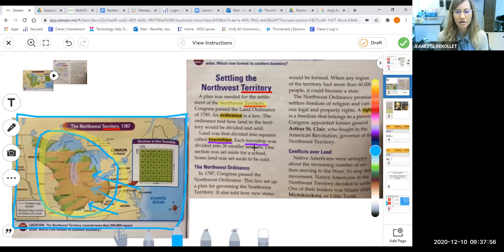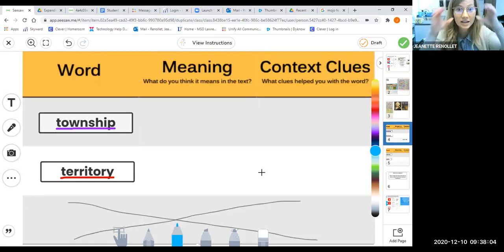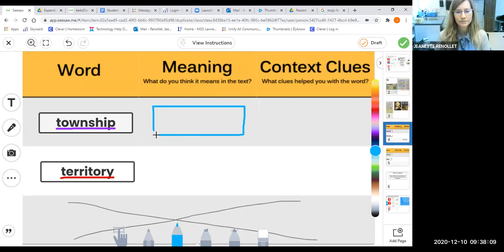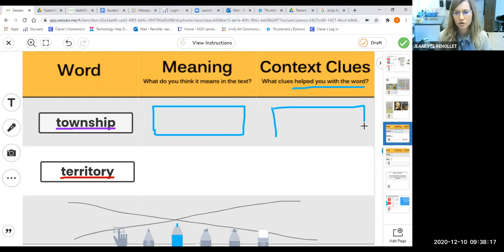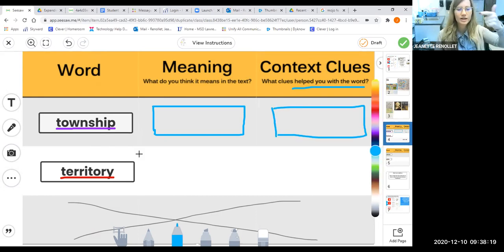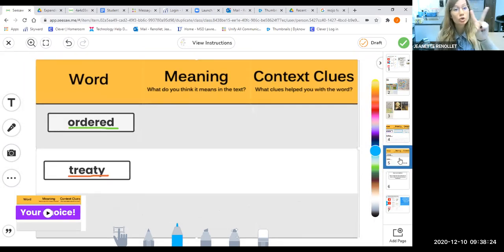I see the word township. I see the word territory. You are going to use your context clues to tell me what these words mean. And how do you know? What clues helped you with the word? You will do that for township and territory. Then on slide 5, you have 2 more words that come from the text on slide 3. The words are ordered and treaty.